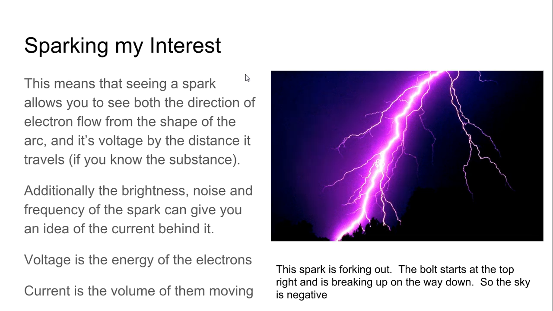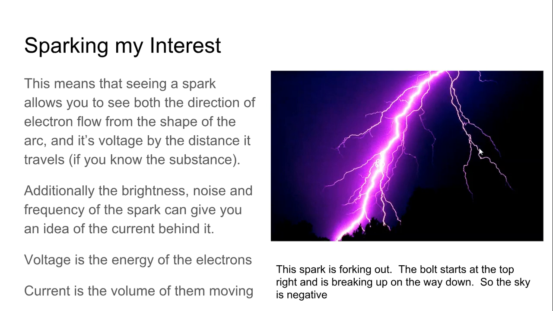This means that if you see a spark, you can see the direction of the electron flow from the shape of the arc, and you know its voltage by the distance it travels if you know the conditions of the substance. Additionally, the brightness, noise, and frequency of the spark can give you an idea of the current behind it.